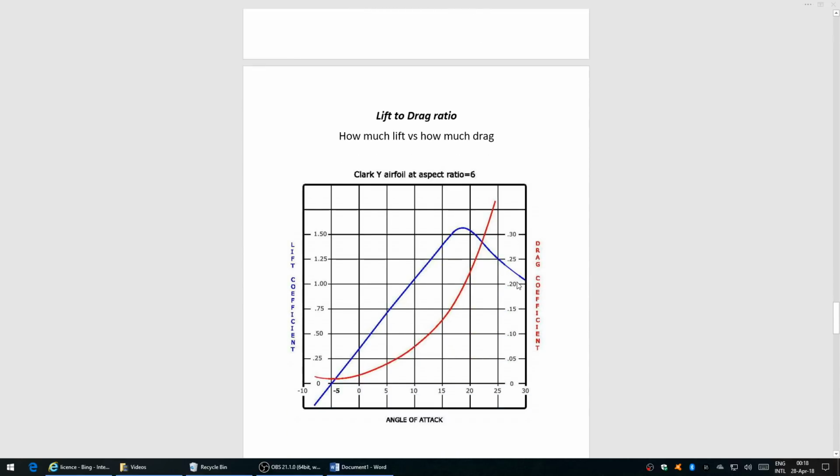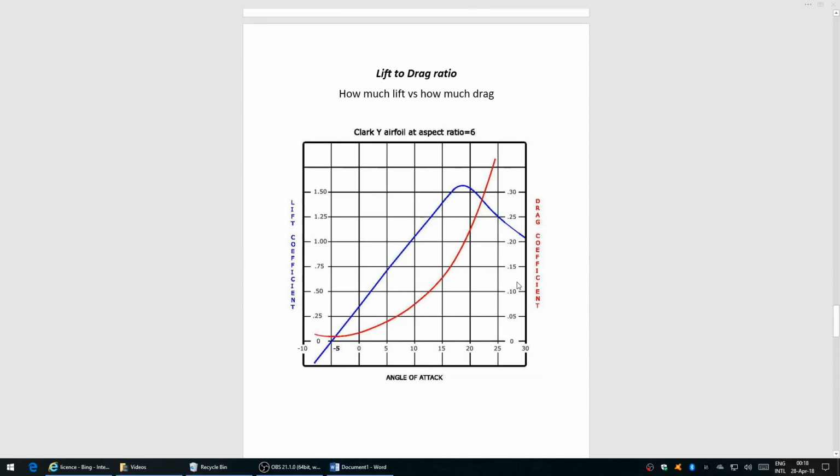So the next point is the lift to drag ratio, and that is a comparison of how much lift the wing is generating to how much drag is being produced. The better the lift to drag ratio, the further the aircraft can glide from a given altitude. Something like a glider with long skinny wings, a high aspect ratio, will have a better lift to drag ratio than something like the Space Shuttle with short stubby wings and a low aspect ratio.